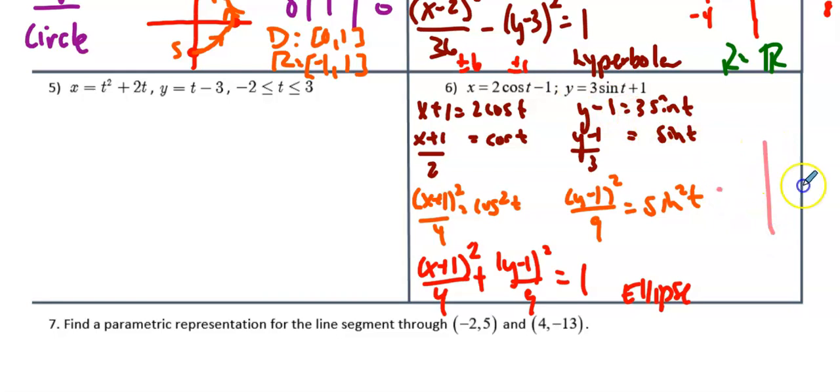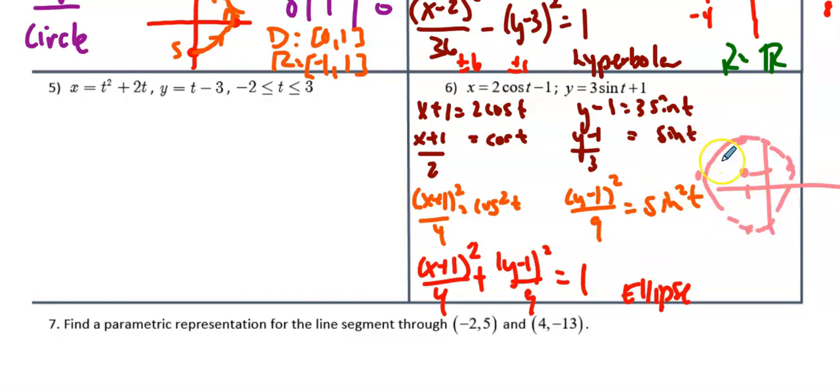So for an ellipse, we know that we are at the point -1, 1. So at -1, 1, we're at the center. And then the x says that we're going to go to the right 2, left 2, and then this is going to be up 3 and down 3. So our ellipse looks something like this.